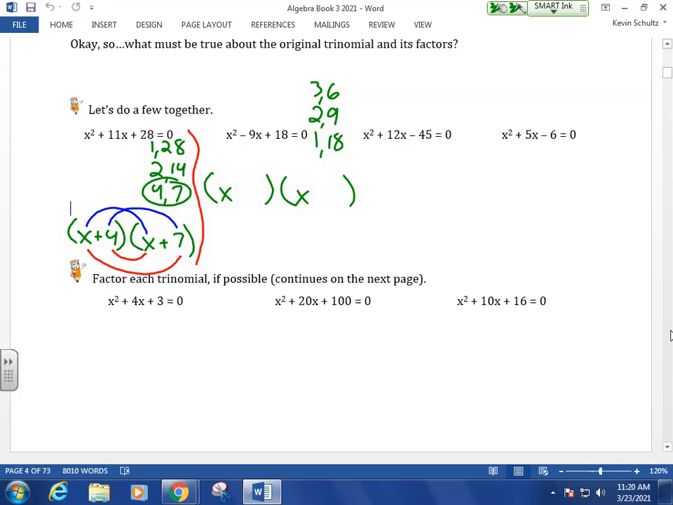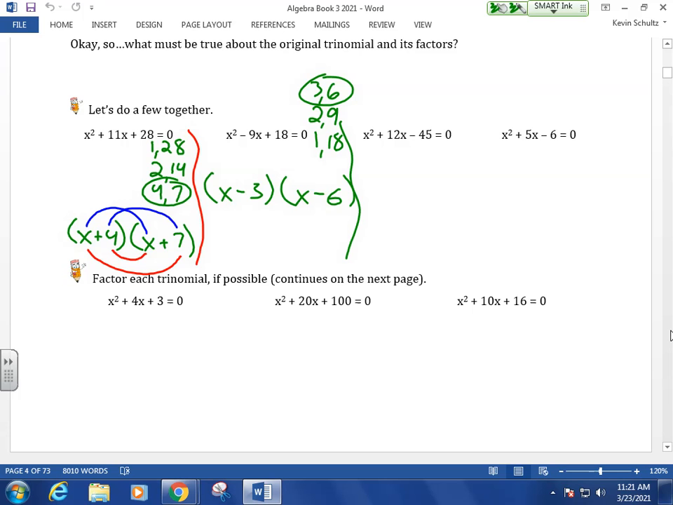What can we use? Negative 3 and negative 6. Okay? In order to get negative 9, they both have to be negative. Does that work with our positive 18, though? Yes, because a negative 3 times a negative 6 is a positive 18. Isn't this great? Yeah?